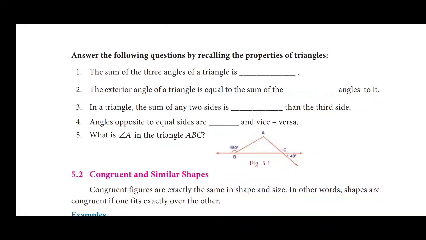Understand? Answer the following questions by recalling the properties of triangle. These are simple questions which you learned in the previous classes. For example, I will read the first question. The sum of the three angles of a triangle is what? The sum of the three angles of a triangle is 180 degrees. If we add all the three angles, it should come to 180 degrees. Understand? Like that you need to answer these 5 questions.